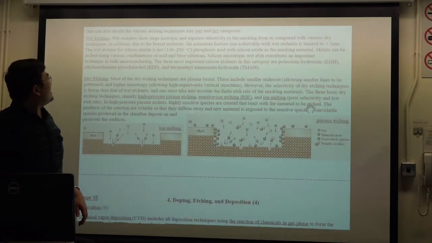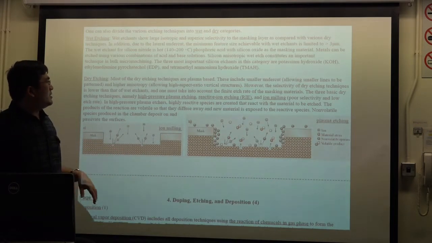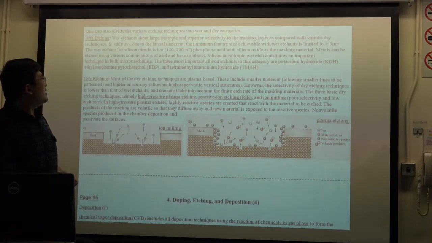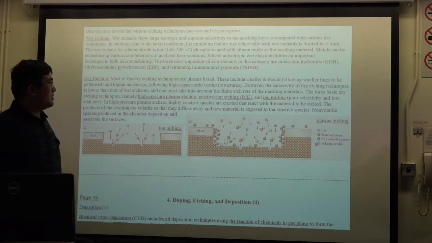And I want to talk about dry etching. Dry etching is now very popular. Typically it is plasma based or ion milling based. There is no solution at all, and they can etch things.